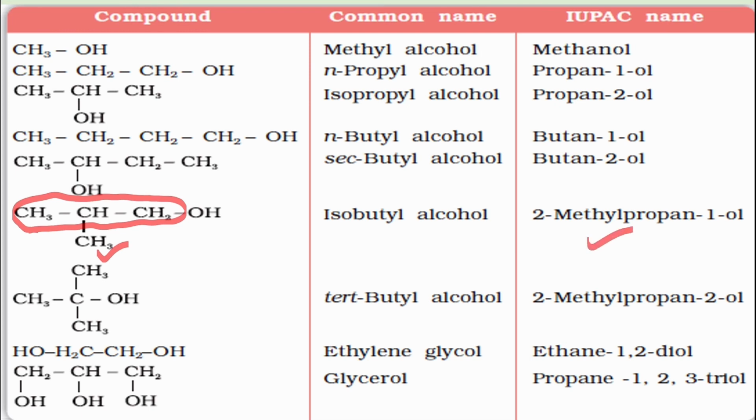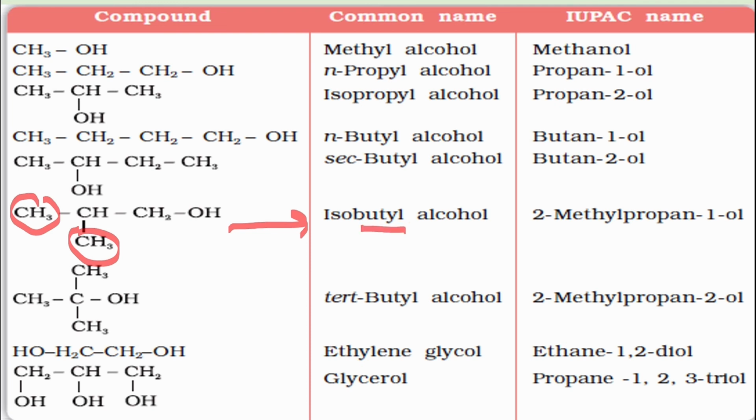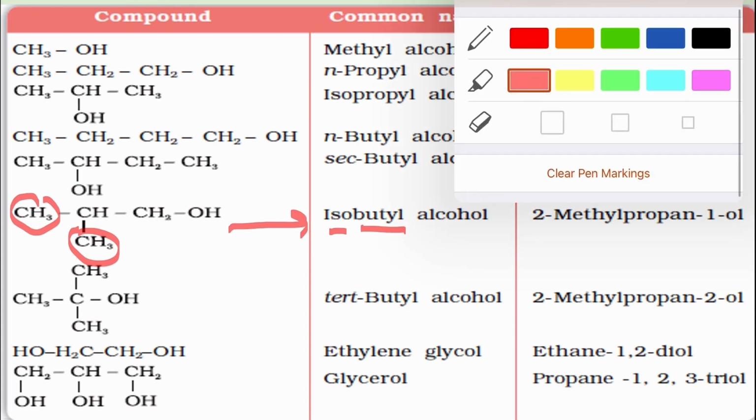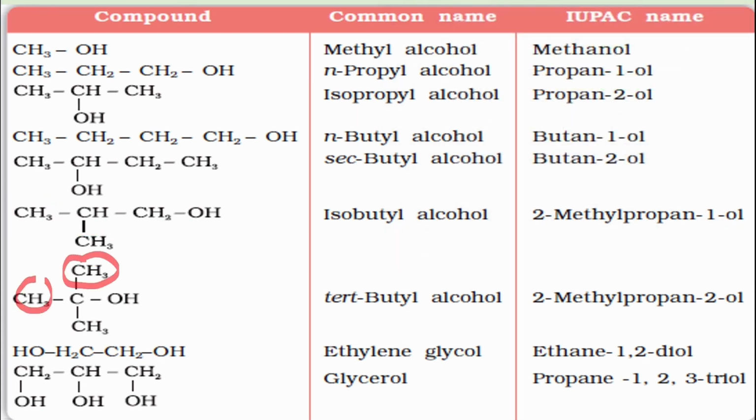Here you have 3 carbons in a straight chain. On the second carbon you have OH as well as CH3. So it becomes 2-methylpropan-2-ol. Now see the interesting common names of these 2 compounds. This is isobutyl. Why isobutyl? 2 methyls are on the same carbon here and total 4 carbons. So butyl and iso I can use. And here in the next one you have 3 methyl groups on the same carbon. So it becomes tertiary butyl.